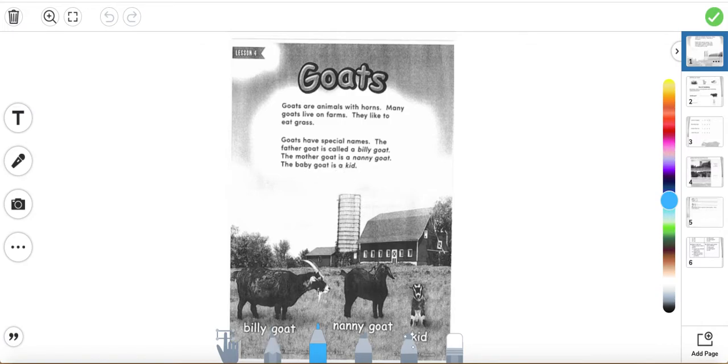If we look at the pictures here, we can see the billy goat, which is the father goat, and he has some horns. We see the nanny goat, which is the mother goat, and we see the kid, which is the baby goat. This is another example of an informative text. What this means is that the words in the story match the pictures.